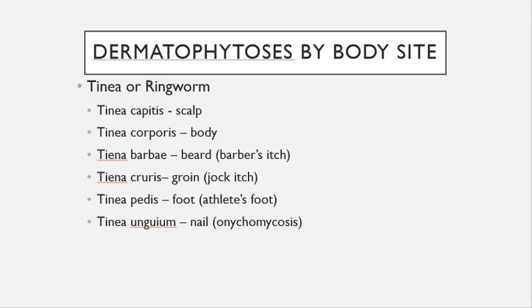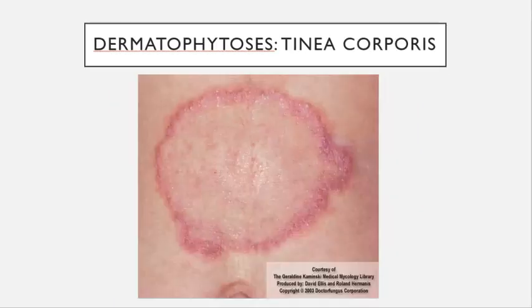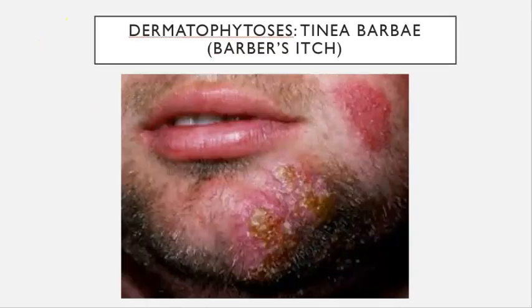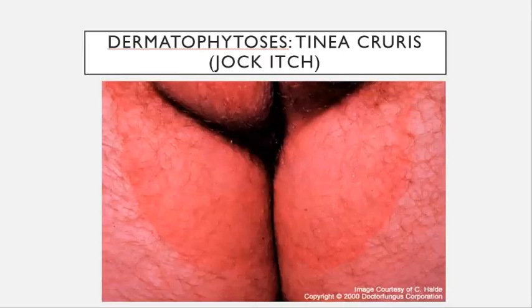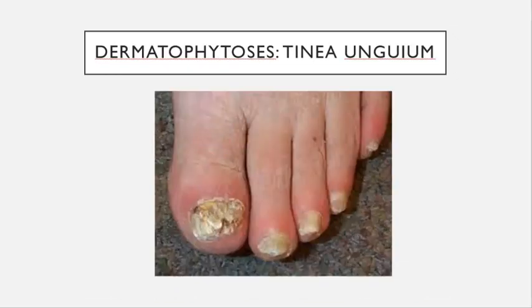Now we're going to go on and look at some images of each of these on the different body sites. This is an image of Tinea capitis on the scalp, and you can see it right here. This is Tinea corporis, and this looks like it's on the stomach area right above the belly button. This is Tinea barbae or barber's itch. This is Tinea cruris or jock itch. This is Tinea pedis or athlete's foot. And finally, this is Tinea unguium that affects the nails.